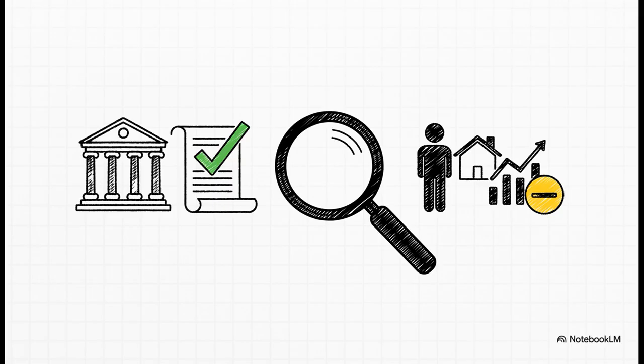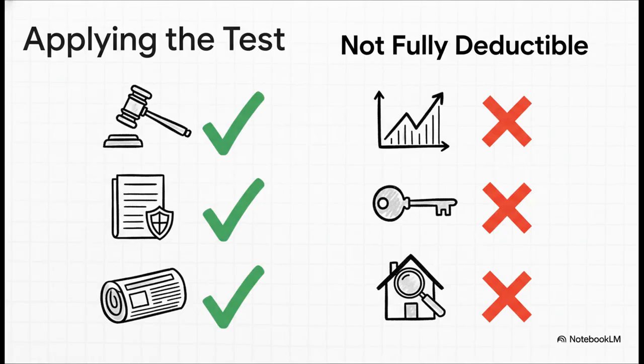To be fully deductible, it has to be a cost that is unique to running a trust or an estate. Let's make this really concrete. Things like probate court fees or the premium for a fiduciary bond. An individual would never pay those, so they're unique to the trust and fully deductible. But what about investment advisory fees? Well, any individual investor might pay those, so they are not unique and therefore not fully deductible.